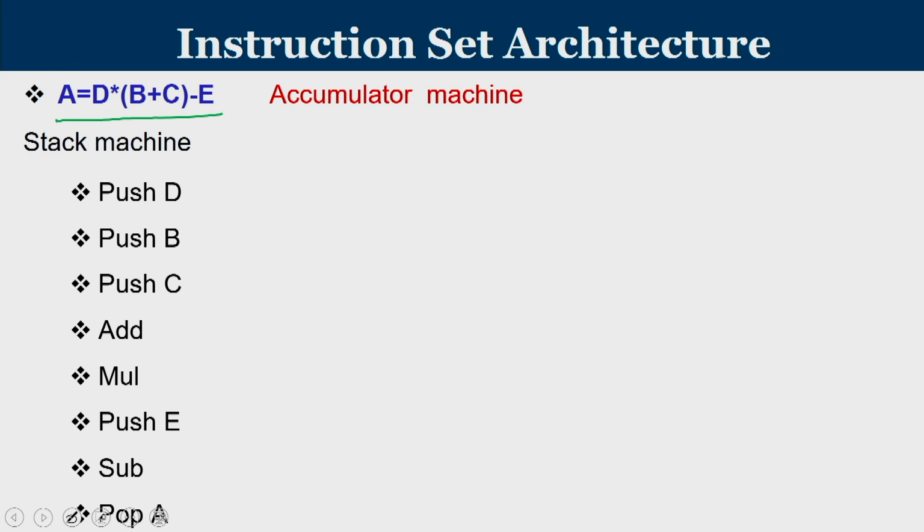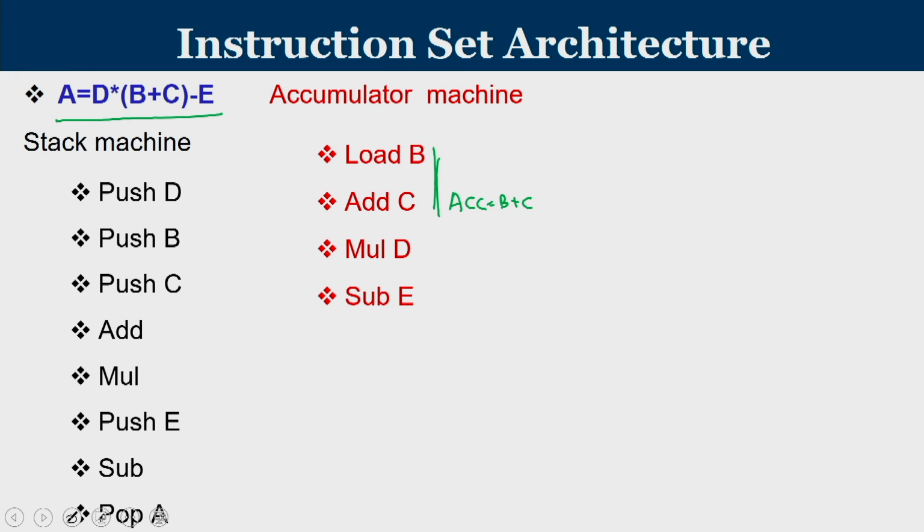Let us look into an accumulator machine. How are you going to perform the operation? In the case of an accumulator machine, you have to load the value B. So, B will be going into the accumulator and then you perform add C. So, the content of accumulator, which is already B, is added with the memory location C and the result is available in the accumulator, and then we can perform multiplication of D. So, at this point accumulator carries B plus C. Now, you multiply with the D. So, now D star B plus C is available in the accumulator and then you can perform subtraction of E followed by storing the result in A.